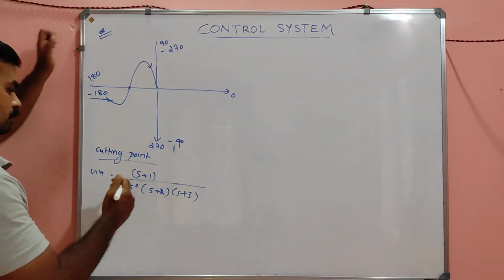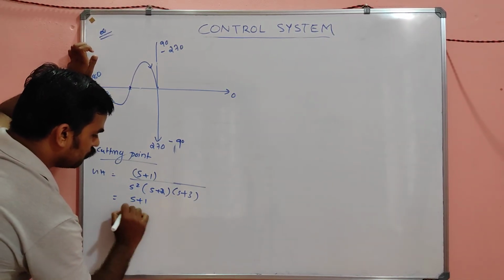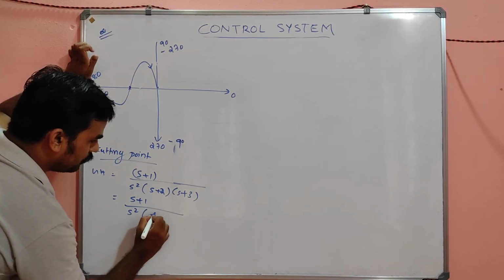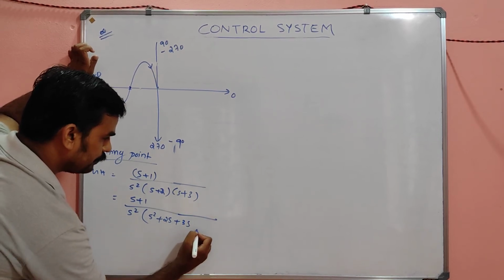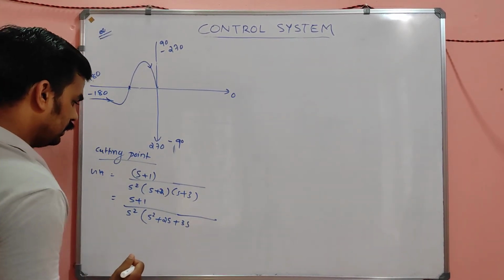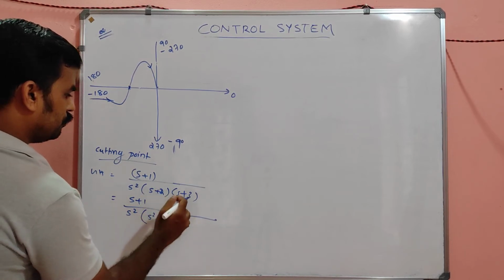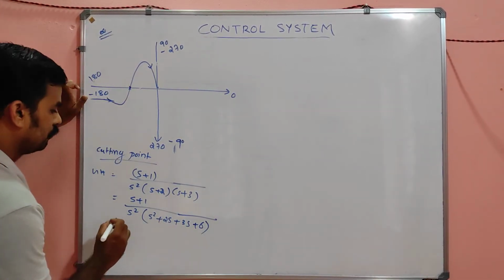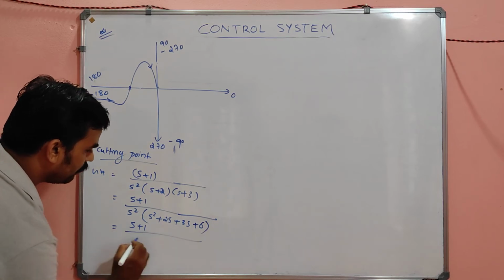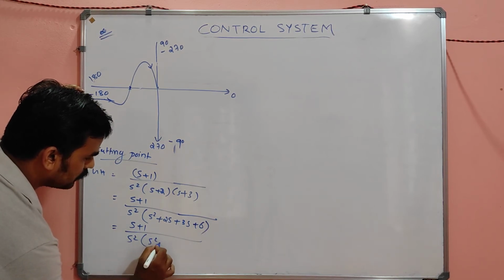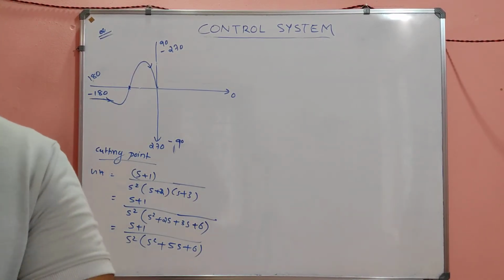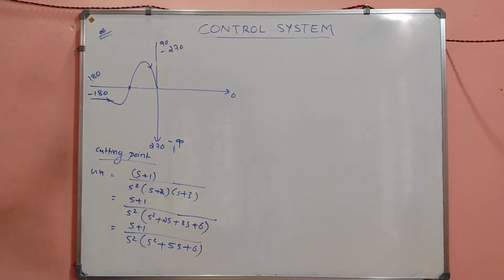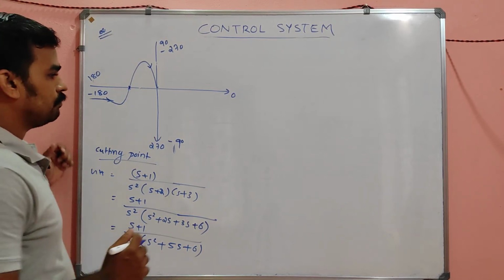Yes. So expand it. s plus 1 divided by s square into s plus 2 into s plus 3. Correct? s square plus 3s plus 2s plus 6. So it will become s plus 1 whole divided by s square into s square plus 5s plus 6. Correct, my dears? Okay. So substitute, put s equal to j omega.